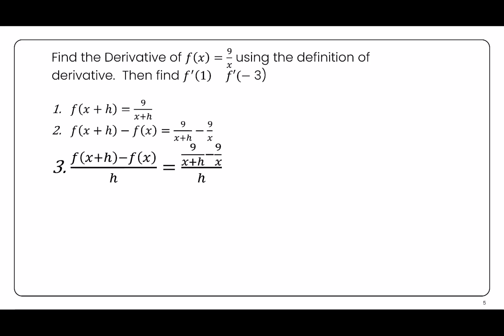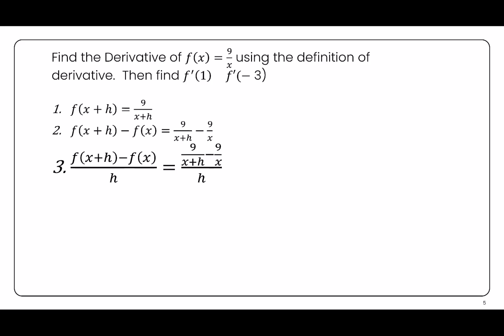In step 3, I just divide by h. When I do that, I form a complex fraction, a fraction within a fraction. I have 9 over x plus h minus 9 over x in my numerator, and then h in my denominator. What we're thinking about is getting to step 4, where we find the limit as h goes to 0.